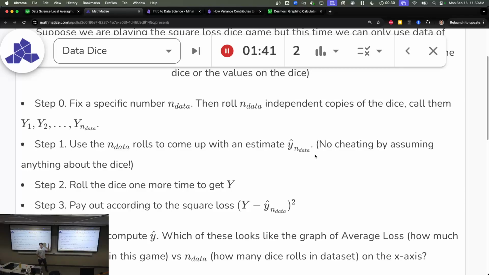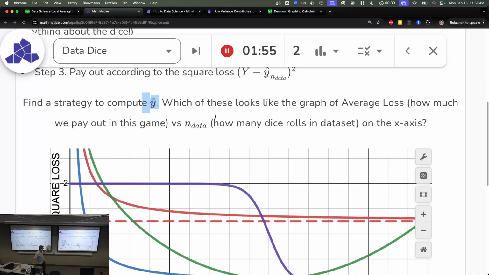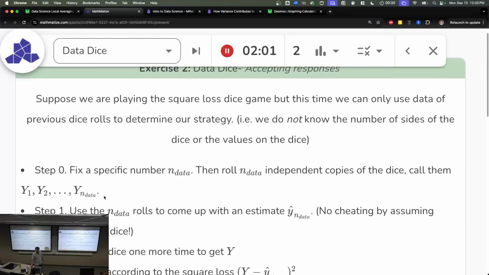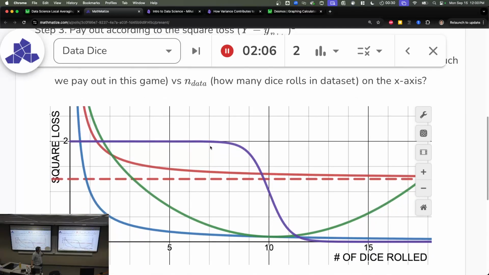Is the setup clear on what you're doing and how it is different than what we did before? Okay, so what is the question I'm going to ask you to do? Think about this. First of all, the hard part is how are you going to compute y hat? Before we had a strategy for computing y hat based on the sides of the dice. Now you don't have sides of the dice, you have data. How are you going to compute y hat? And then this is the question: if you plotted how much you pay me versus the number of dice that are rolled, what does the graph look like?